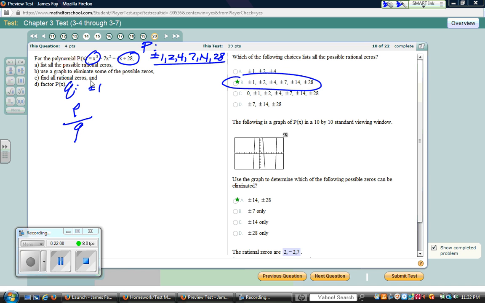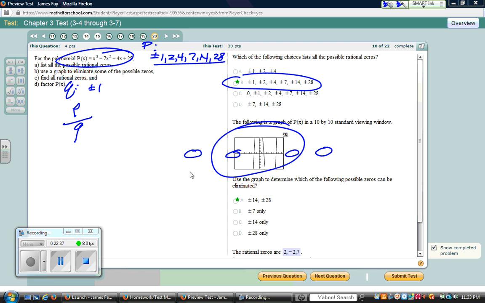Okay. So I use a graph to eliminate some of the possible zeros. Basically that's saying type this function into y1 and see which ones of these do not work. When I type it into y1, I get this graph here. And obviously then positive 14, which would be over here somewhere, and negative 14, which is over here somewhere, is not going to work. Same thing, positive 28 is over here somewhere, negative 28 is over there somewhere. Those are not going to work. So, nope and nope. Now it's whittled my list down to 1, 2, 4, and 7.